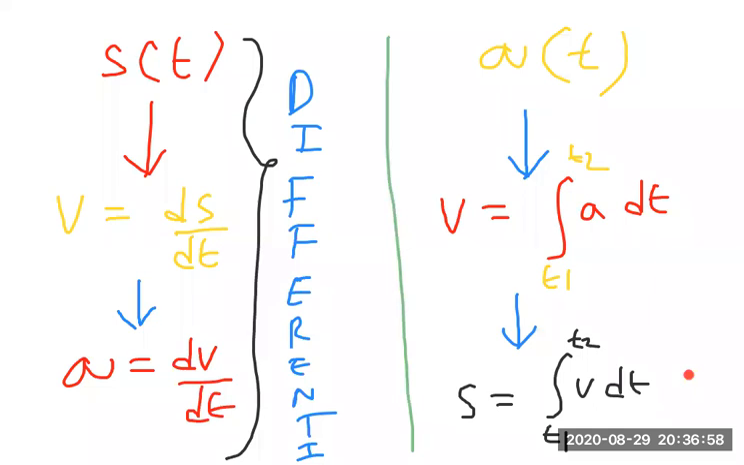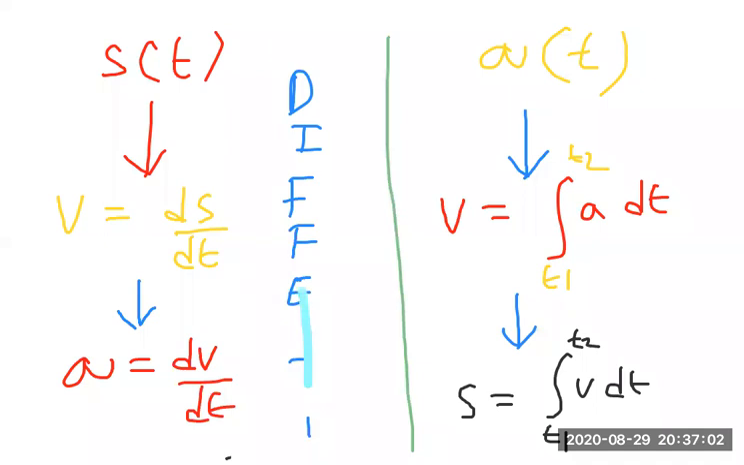That means when you observe differentiation and integration, it's just a reverse process. Displacement to velocity to acceleration is differentiation. Acceleration to velocity to displacement is integration. I hope you are following this now.